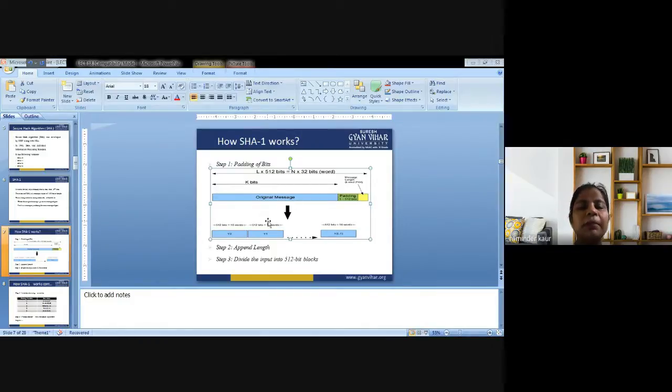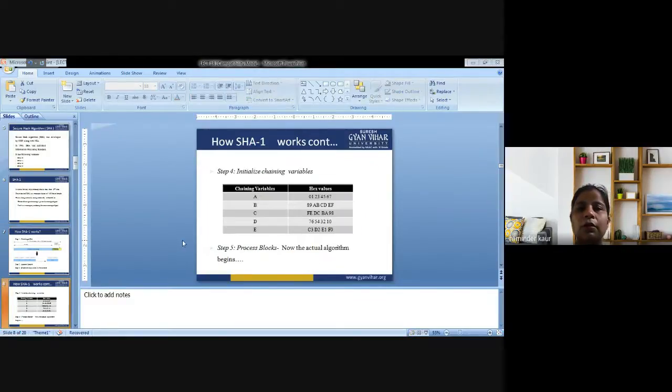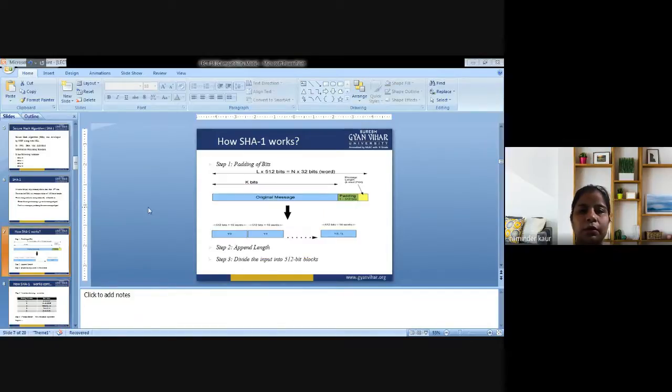And it could be segmented, like it could be divided into blocks of bits where each block is processed separately. Second is we are supposed to append the length. And third is divide the input into 512 bit blocks. These are the blocks of 512 bits. So these are the three steps.